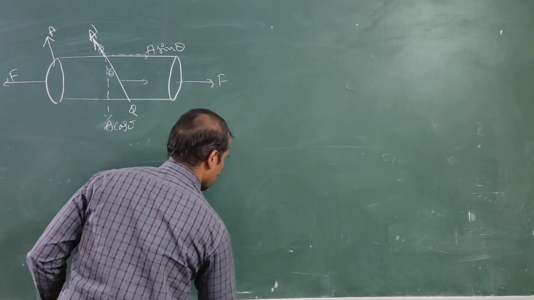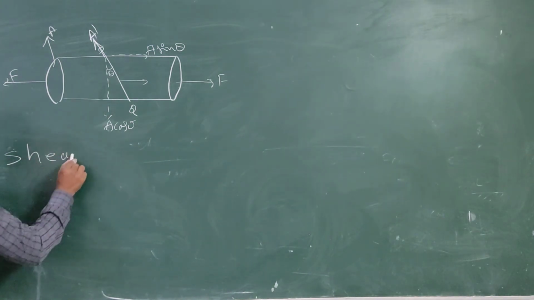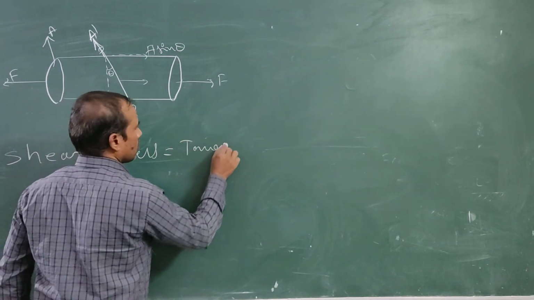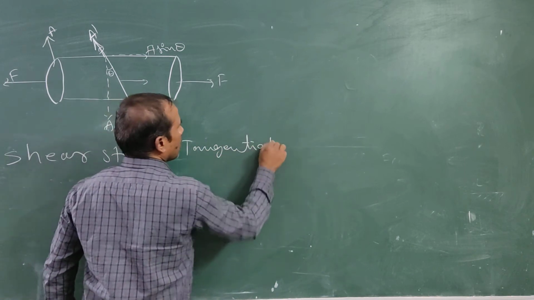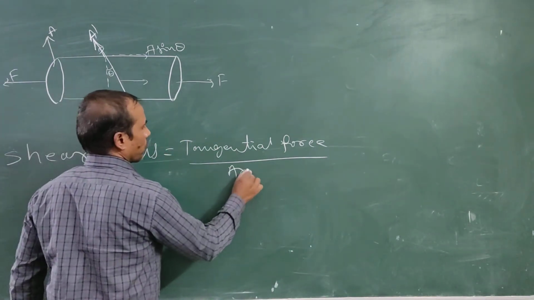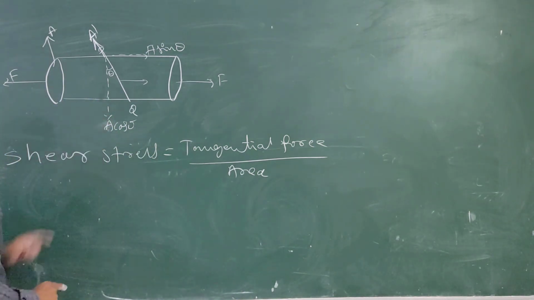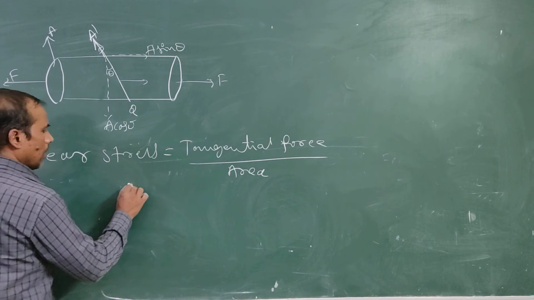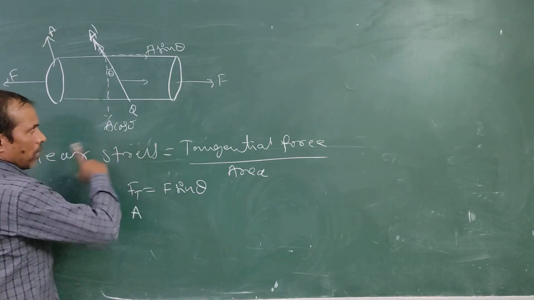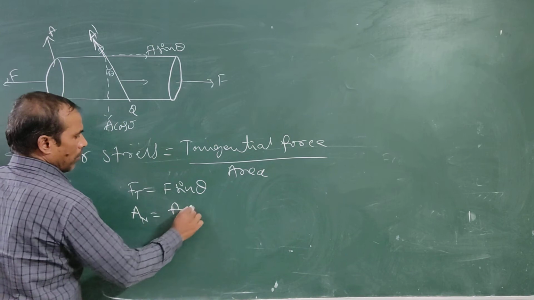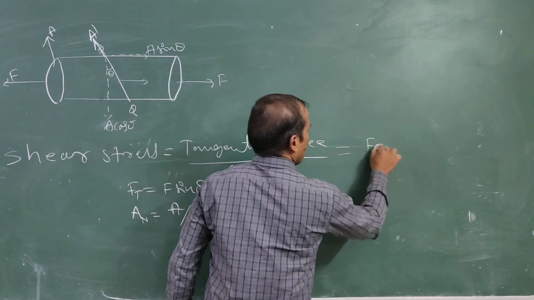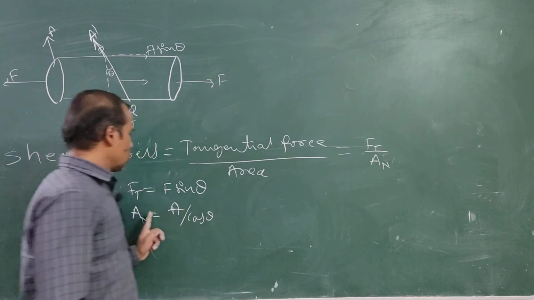Now shear stress is equal to tangential force by area. Tangential force means F sin theta. Here tangential force is equal to F sin theta, and the normal area is equal to A by cos theta. So tangential force by the normal area, substituting these two values.